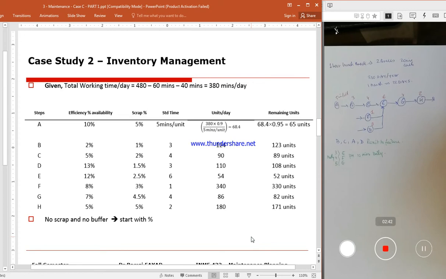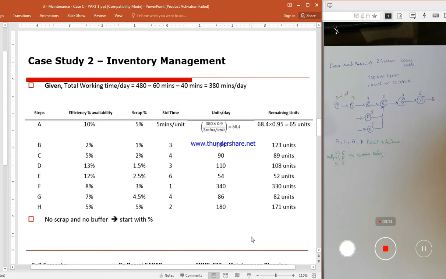To start with, in the first line, we have total working time per day of 8 hours, so 480 minutes. We have a 1 hour lunch break of 60 minutes and 2 breaks of 20 minutes each, so 480 minus 60 minus 2 times 20 is 380 minutes per day. So this is the remaining available time per day. As well, the availability of machine A is 90%, for example.